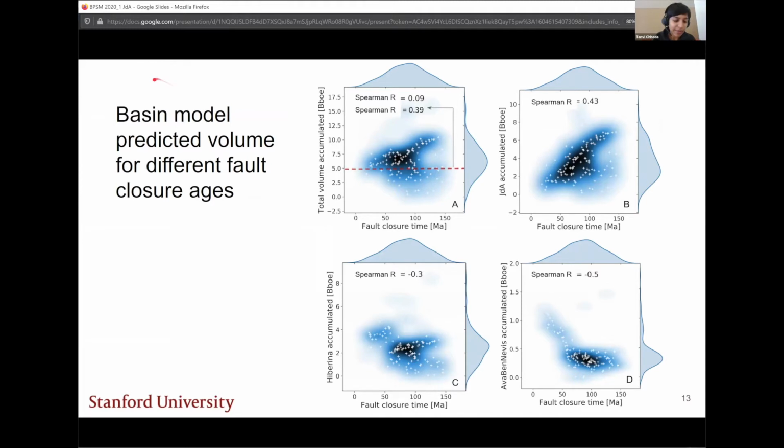And for the fault closure specifically, here are the results from the 120 3D basin models that I created. And we see that the deepest Jeanne d'Arc reservoir volume is proportional to the timing of fault closure. That is, it implies that the more time it takes for the faults to close, the more hydrocarbons are leaked from the deeper Jeanne d'Arc reservoir to the shallower Hibernia and Avalon Ben Nevis reservoirs.